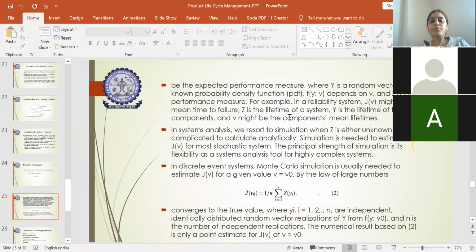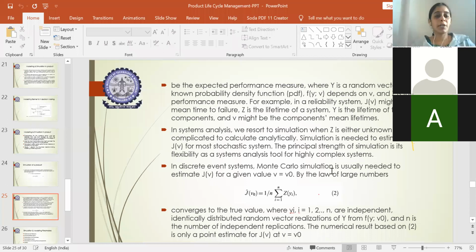Okay. So suppose you have a reliability system of J of nu, then there are many more simulation equations which are available. The almost established and very common simulation method is called Monte Carlo simulation. This is very feasible for discrete event type of systems. So depending upon which type of system you need, you use that type of Monte Carlo simulation equation.